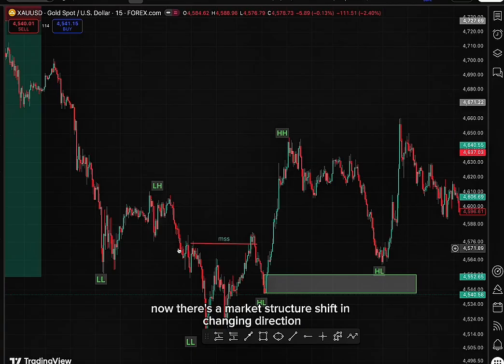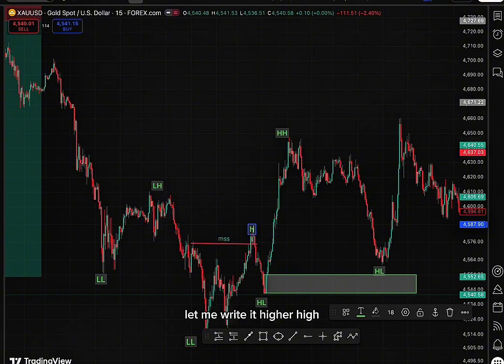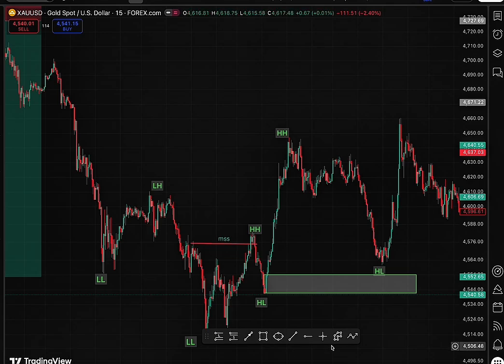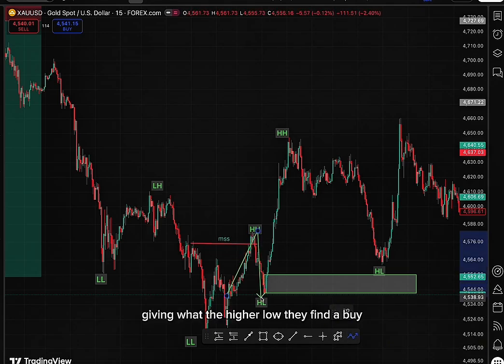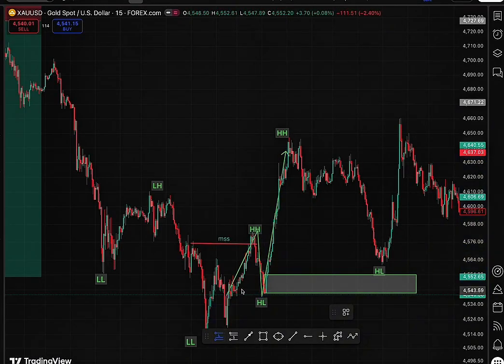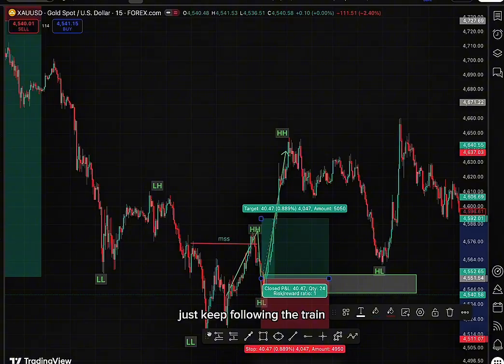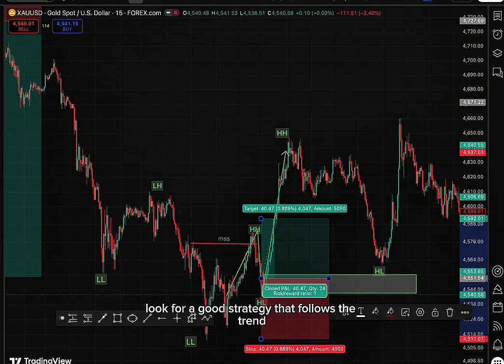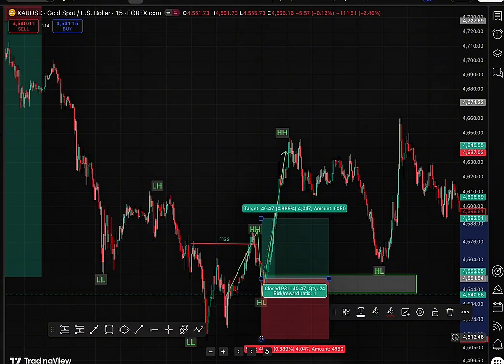In a change in direction, what do you do? You wait for the retracement after the market has given you what? Let me write it. Higher high. A retracement giving you what? The higher low. They find a buy. Just keep following the trend. Look for a good strategy that follows the trend.